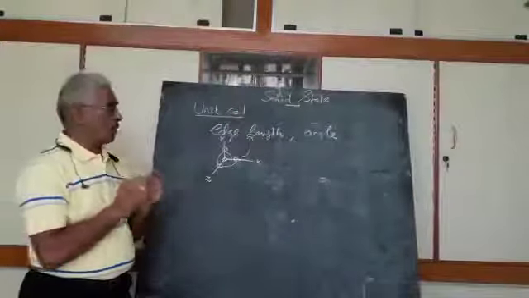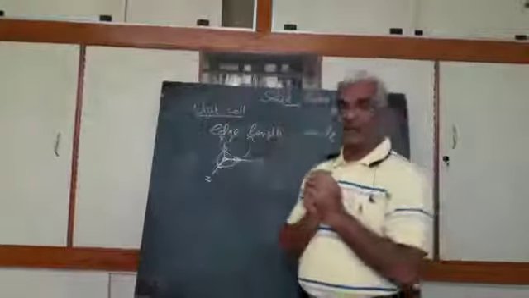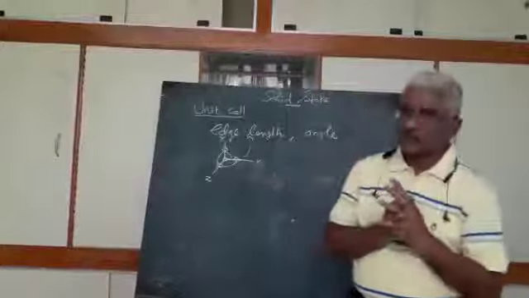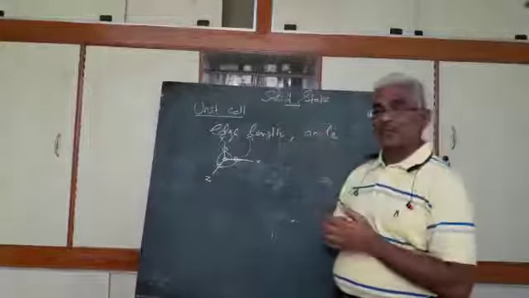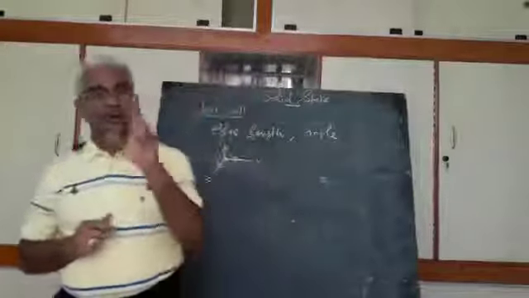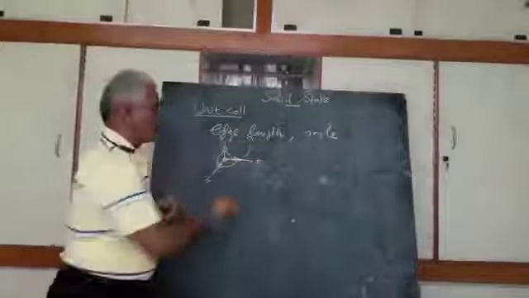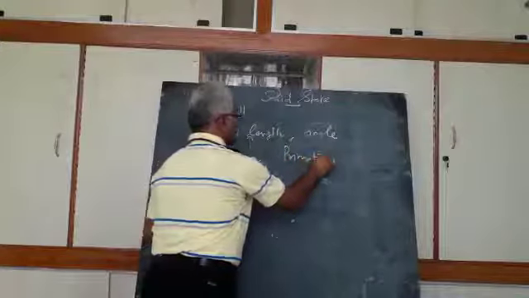Crystallographers analyze the structure of crystals. They identify different types of unit cells, which differ in the edge length and the angle. The unit cells are classified into 2 types. Yesterday itself I told you, one is primitive and another is non-primitive.